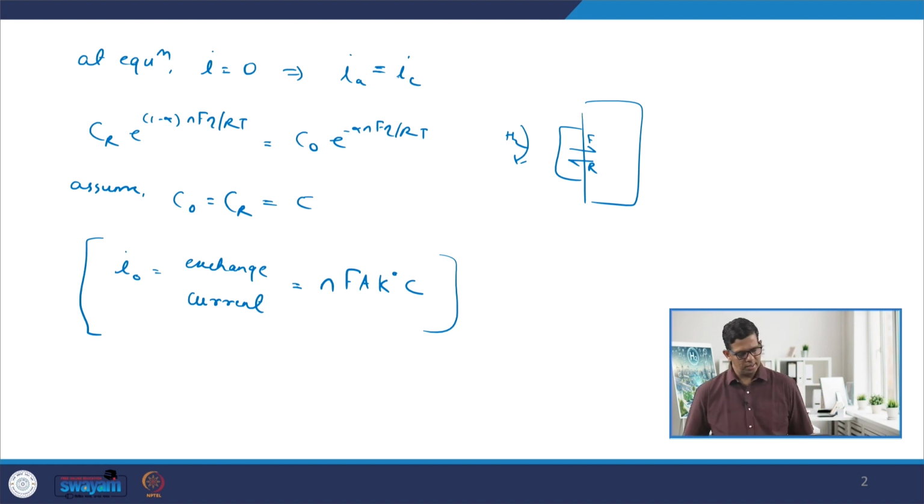So during the course of these equations, we also came across something called the exchange current, which is basically a representation of the current that is flowing across this electrode when there is no net current flowing in the external circuit. So when the forward and reverse currents equate each other, we get the exchange current. So let us take these equations ahead and formulate our equation for the net current.